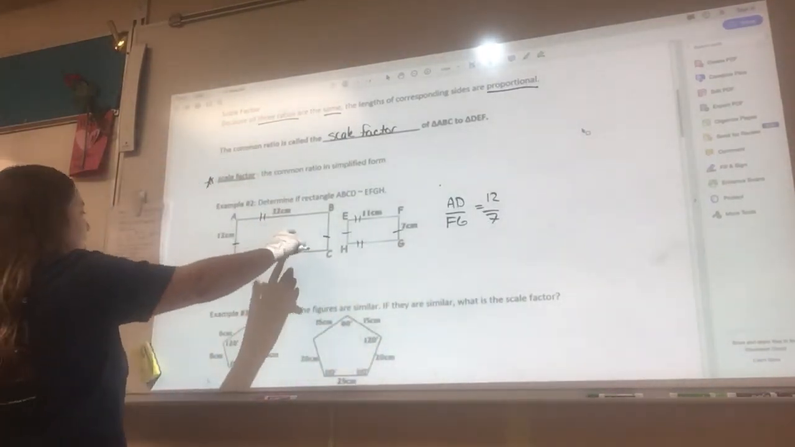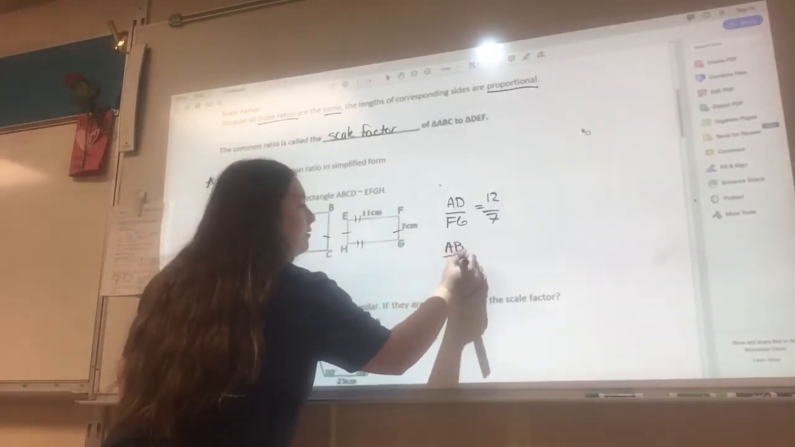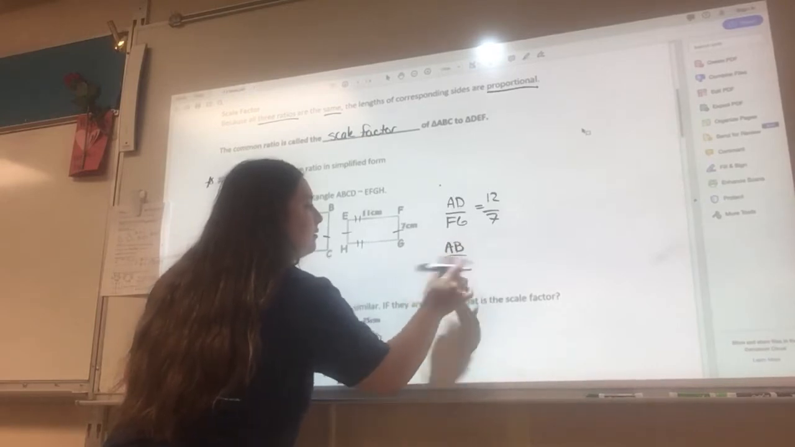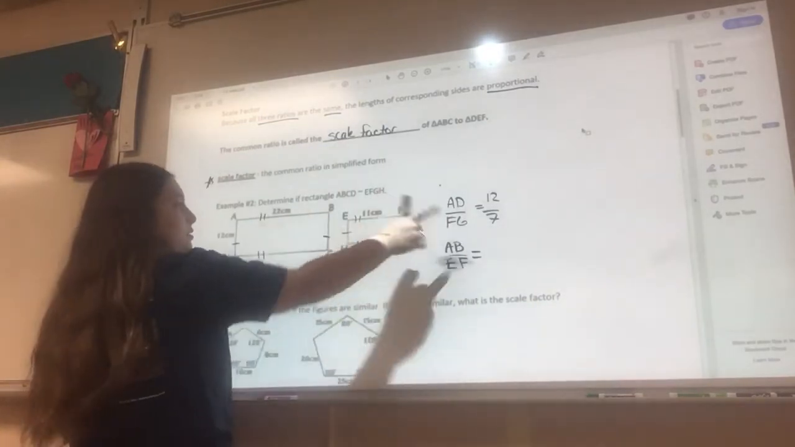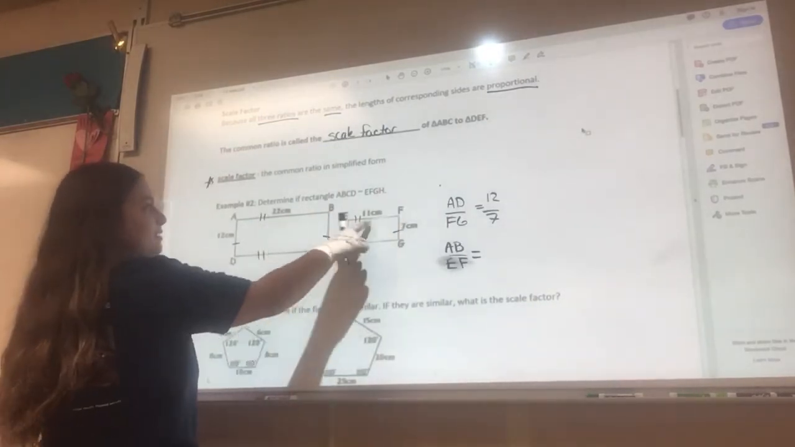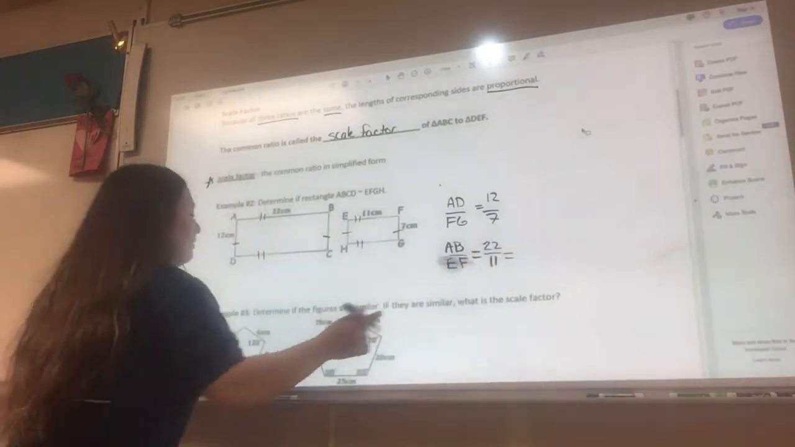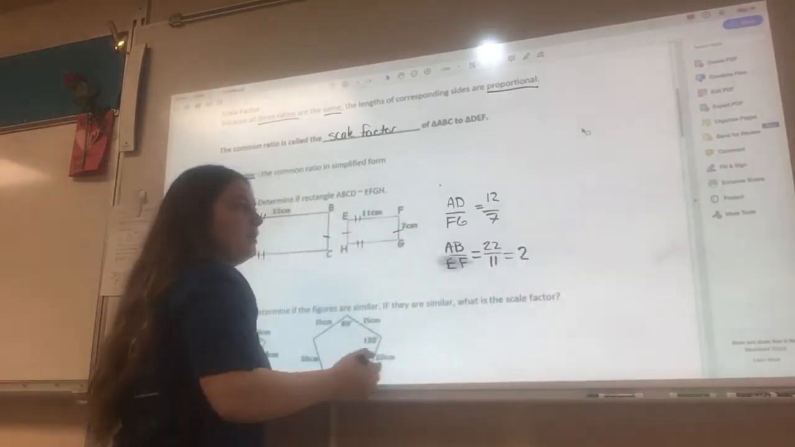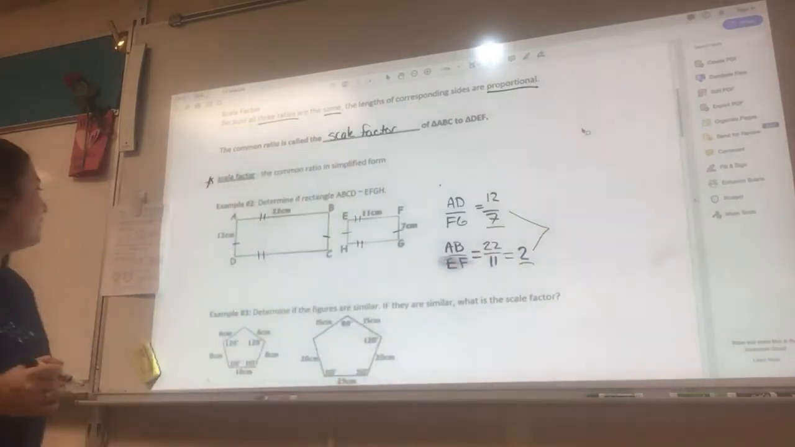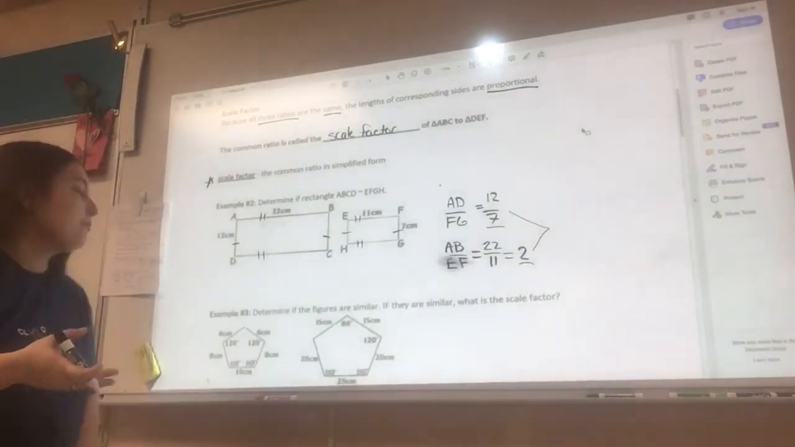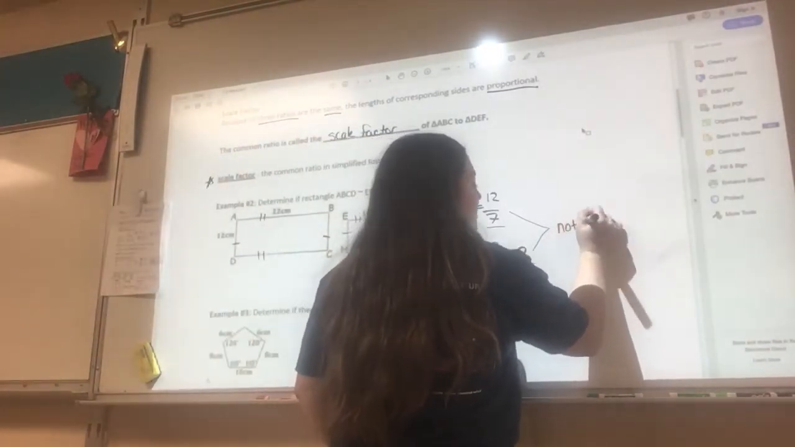Well, now we need to see if AB and EF are going to be the same scale factor as 12/7. Hopefully you can see that 22 and 11 actually do correlate with each other. And it happens to be, when you simplify it, 2. So we have 12/7 and 2. 12/7 and 2 are not the same number, are they? Well, since they're not the same number, they are not similar to each other. So this is not similar to each other.